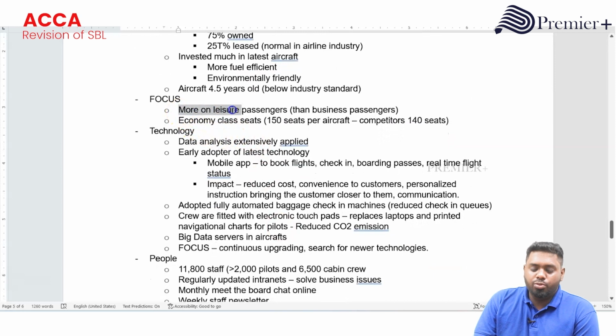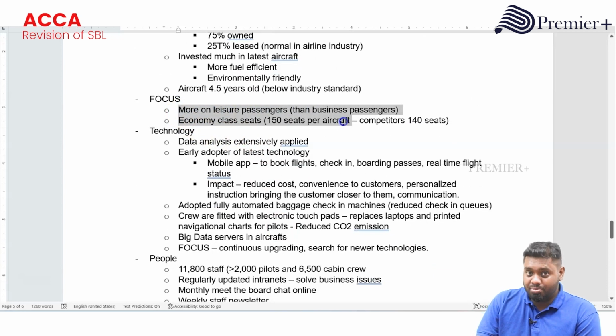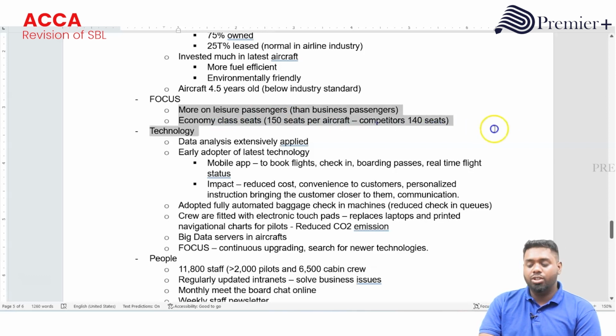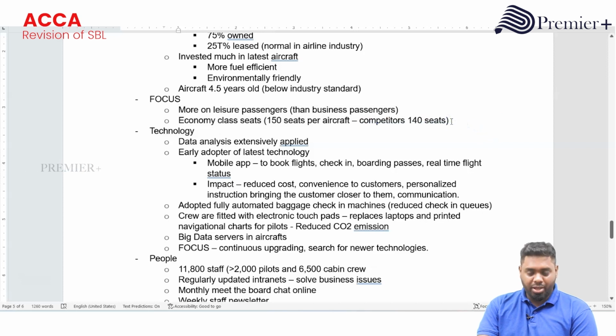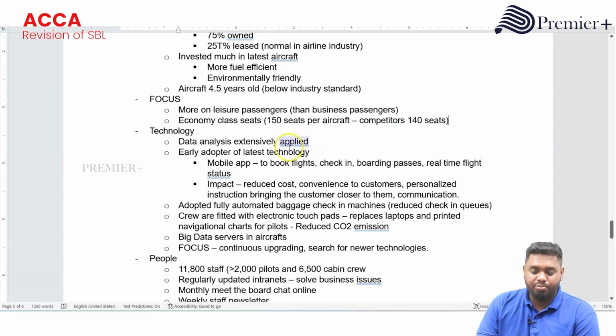The focus of Core jets is more on leisure passengers than business passengers. In economy class, we have 150 seats per aircraft, and competitors typically have 140 seats. So in terms of passenger capacity, ours is 10 more.